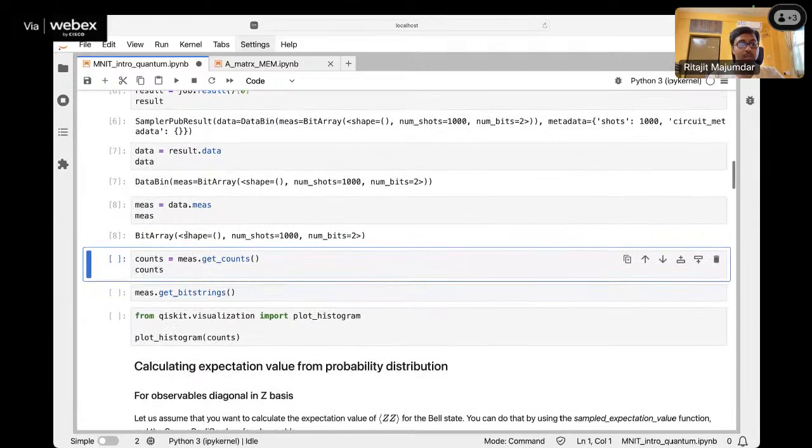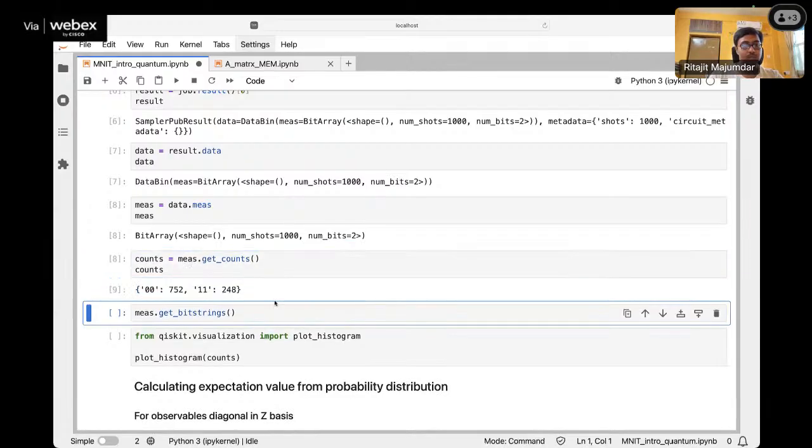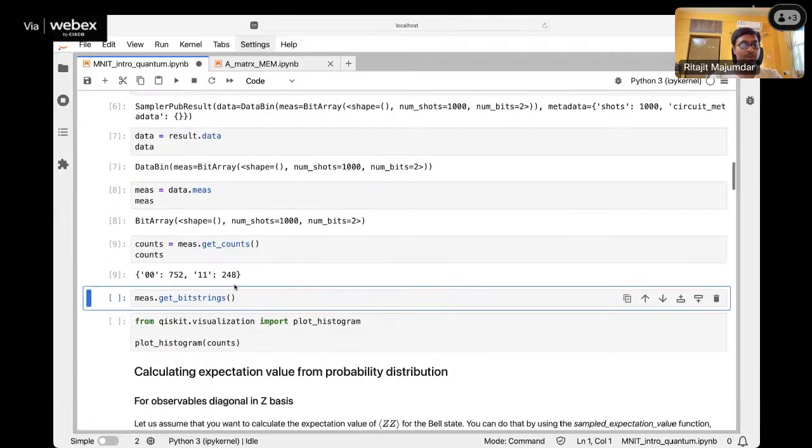Okay, so now we have this as the bit array, and from here I can get the counts. So you see, this is my counts. This is 0, 0 roughly 750 times, and 1, 1 roughly 250 times. This is the count that we have got.